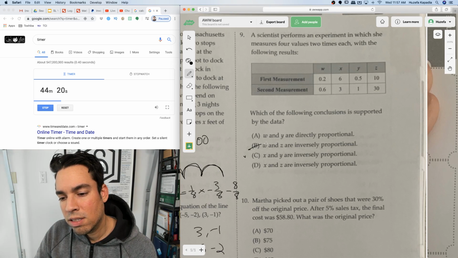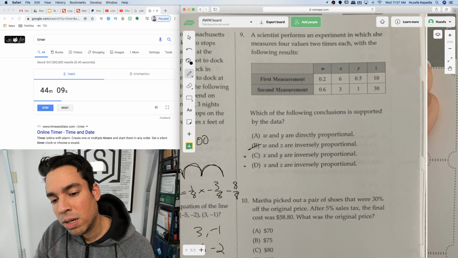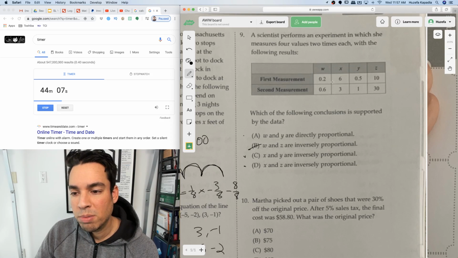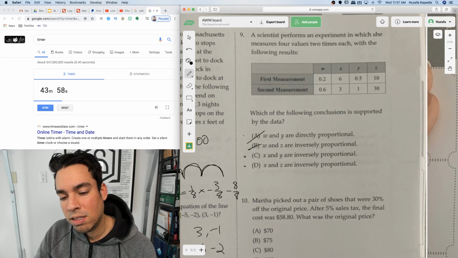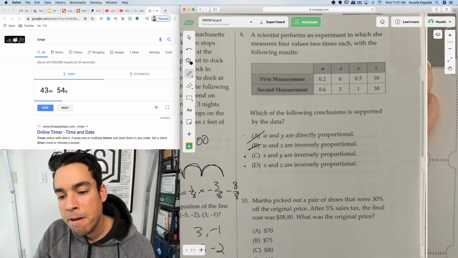And then D, X and Z are inversely proportional. So this goes down, this goes up. Yeah, so this is also possible. So these three are at least going in the right direction, but W and Y, this is times 3, this is divided by, oh no, yeah, this is times 3, this is times 2. So I'm nixing that one because it's almost perfect, but it's not the same factor.